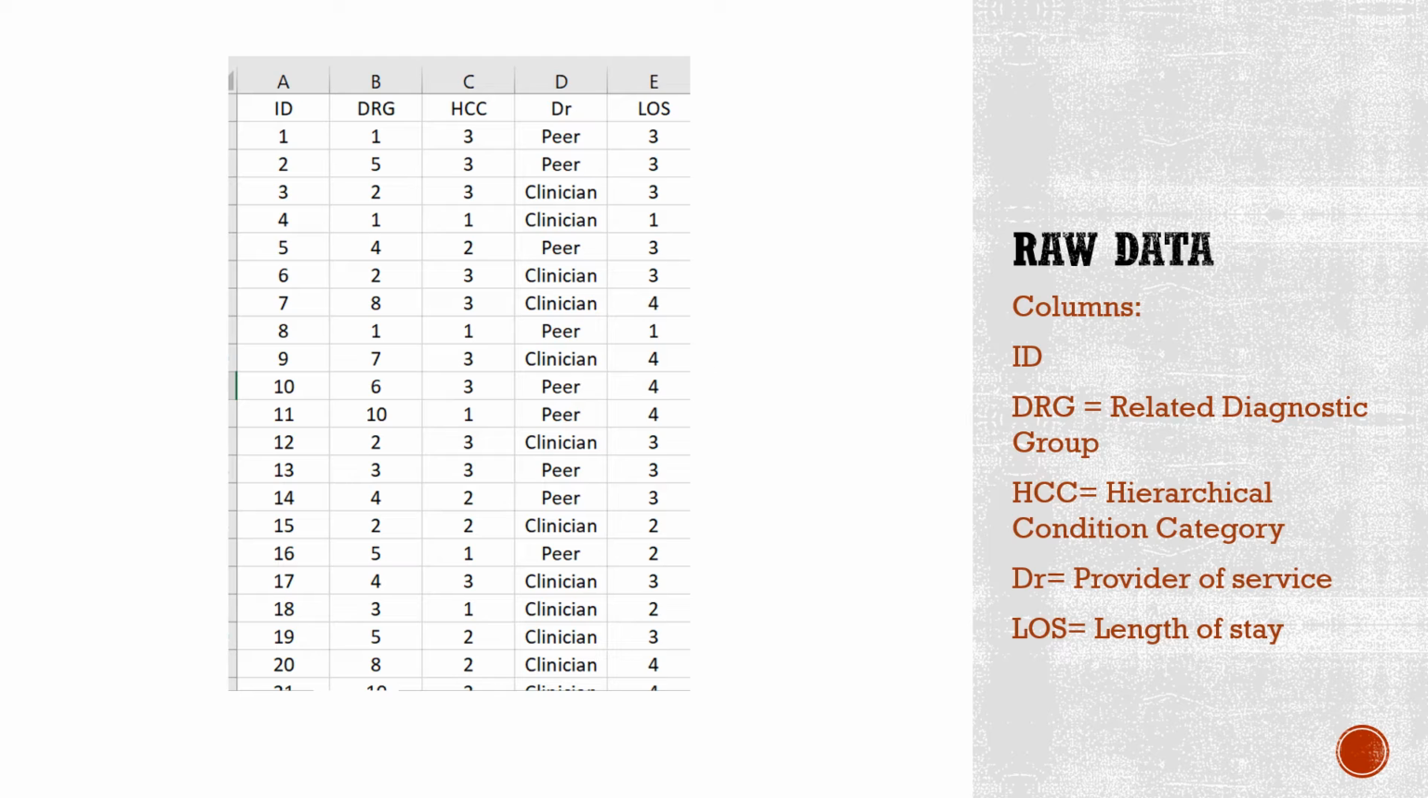Before we continue, HCC and DRG are categories and groups scoring set that were designed by Medicare and Medicaid services. These will be the columns that we will use to stratify our data.